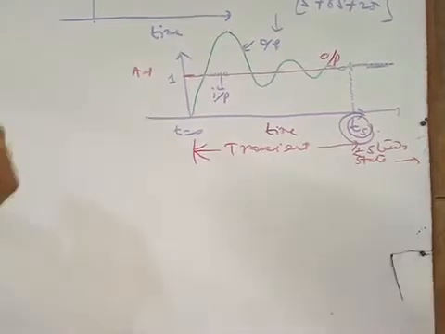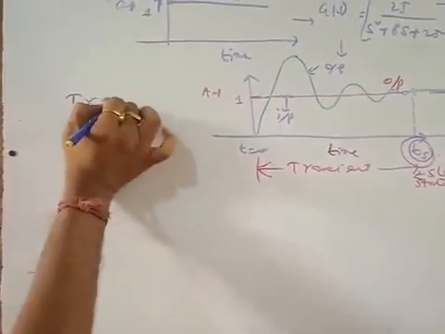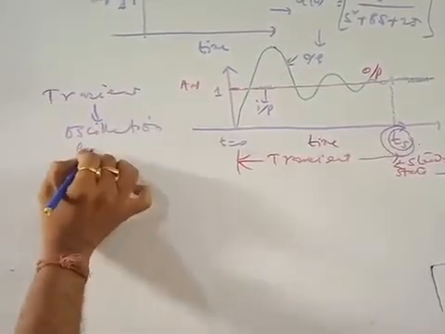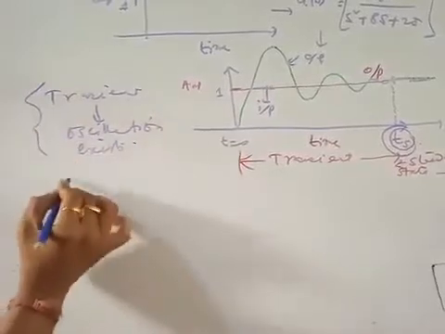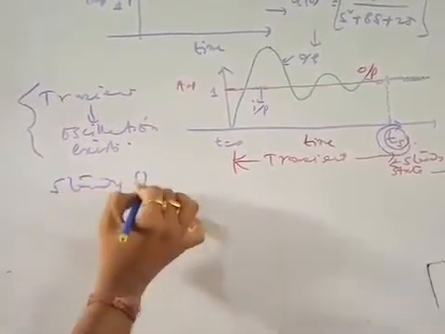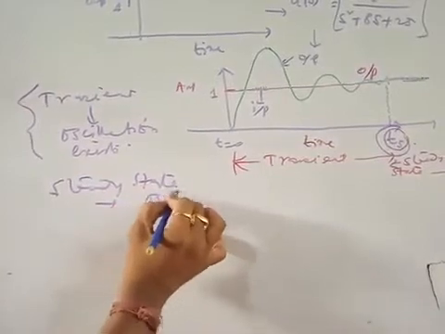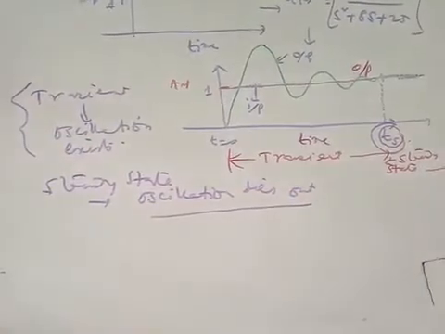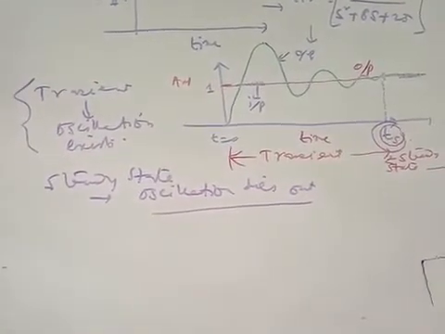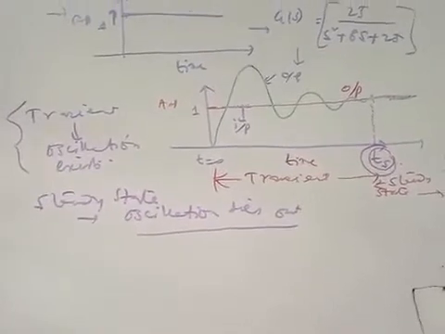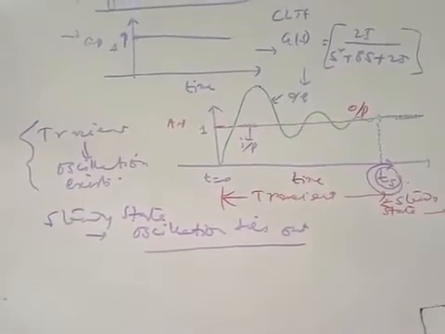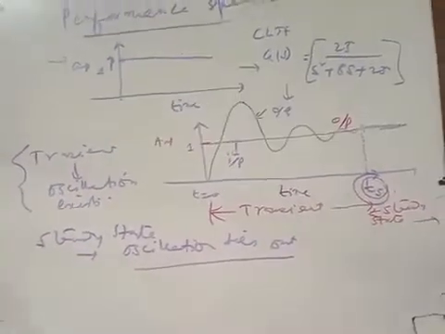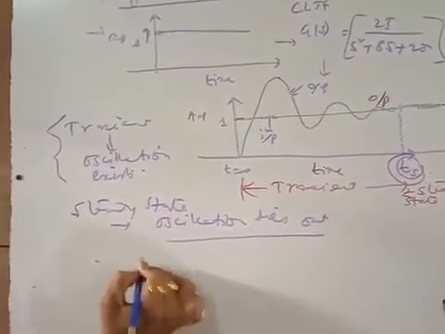Basically, in short, in the case of transient, oscillation exists, and in the case of steady state, oscillation dies out. That is the basic difference between the two regions, the transient part and the steady state part. And once the transient part and steady state part are defined, there are certain parameters which define these states. Next, the parameters.